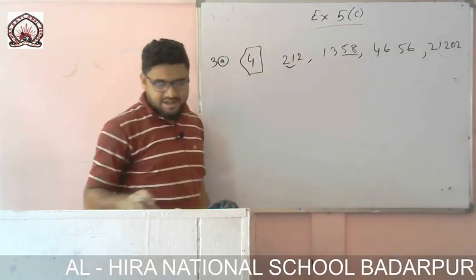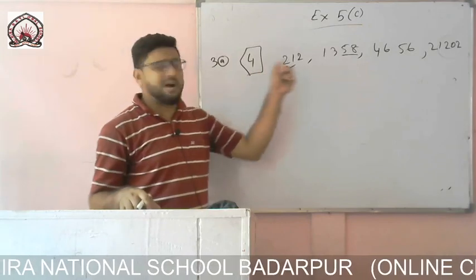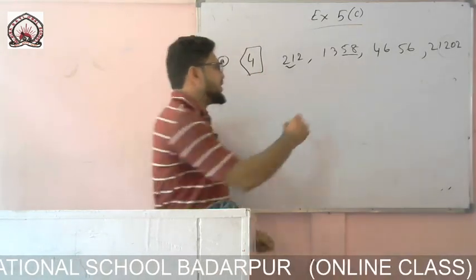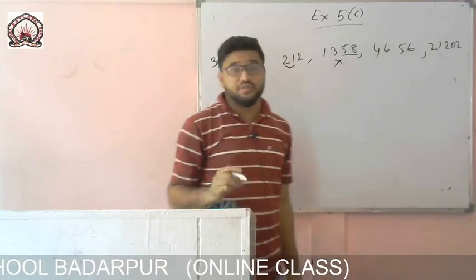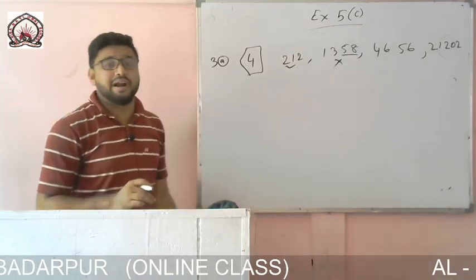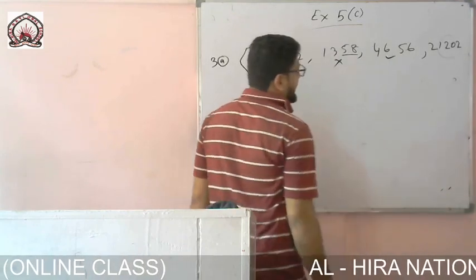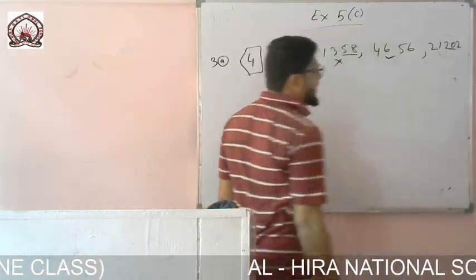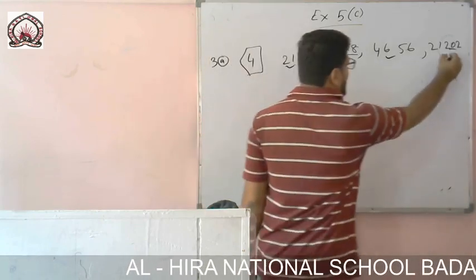58. So the last number is 58. 58 is not divisible by 4. So it is not divisible. This one you see, 4656. So 56. 56 is divisible by 4. So the whole number is divisible by 4. And this one, the last digits are 02. 02 means 2. So 2 is not divisible by 4. So it is not divisible.